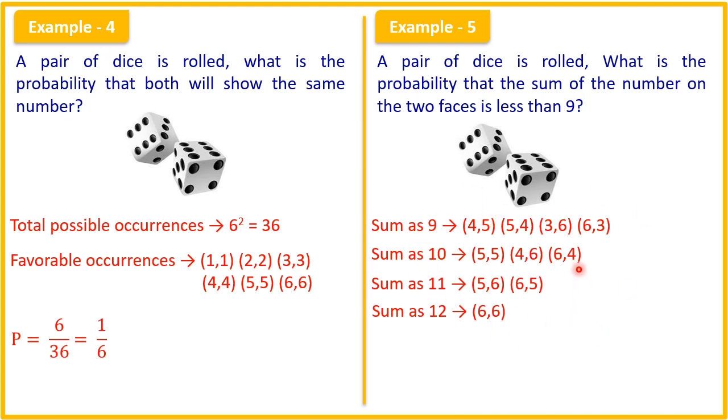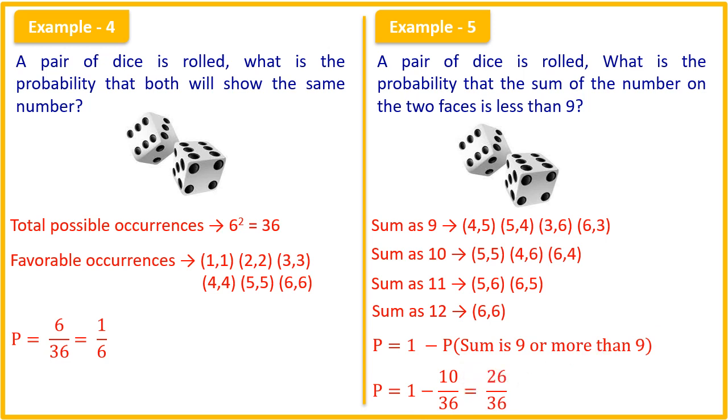So these are all the combinations which will give the sum as 9 or more than 9. But what we want is that the sum of the numbers on the two faces is less than 9. So from 1, we will subtract all these possibilities which give us the sum as 9 or more than 9. There are a total of 10 combinations. So 1 minus 10 by 36, the remaining 26 combinations out of 36 will give the sum as less than 9.